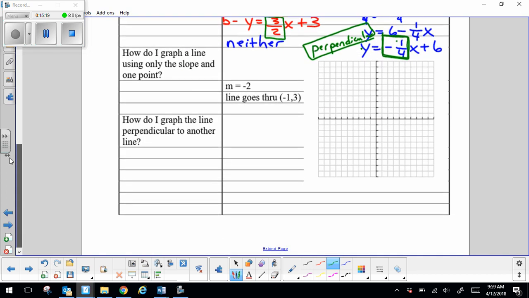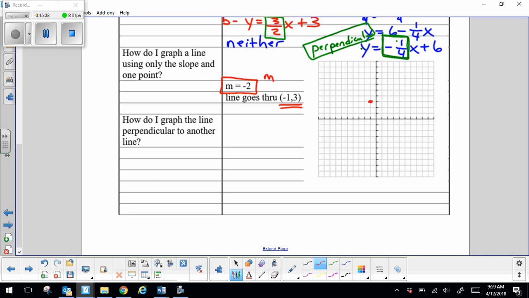All right, last example. How do I graph a line using only the slope and 1 point? So this is just, again, going back to algebra. I know that the line's going through negative 1, 3. So I'm going to plot that point. Negative 1, 1, 2, 3. Go ahead and plot that point. And they tell me the slope is negative 2.